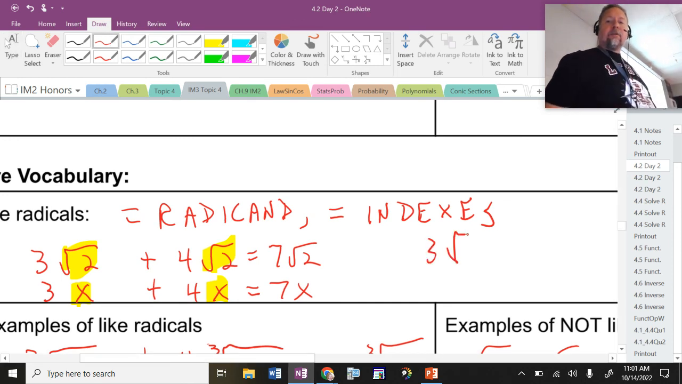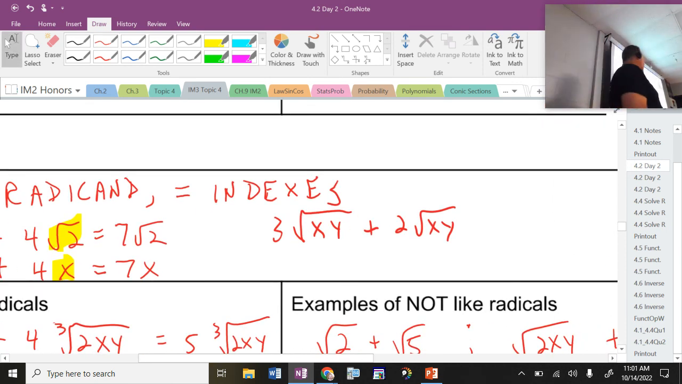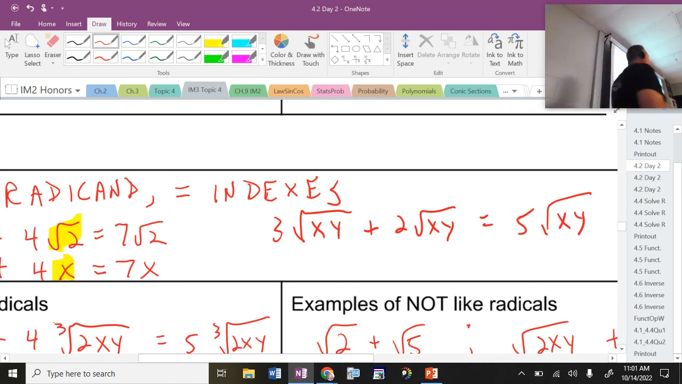Another example of like radicals that I added, I think, in the video was after looking at the bottom, 3 root xy plus 2 root xy. Now we really got variables here, right? But when you have radical variables, and those are exactly the same, equal indexes and equal variables on the inside, then that is a like term. Can't think of any others. I think you get the point.